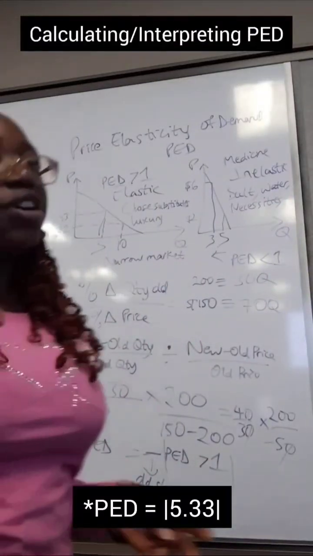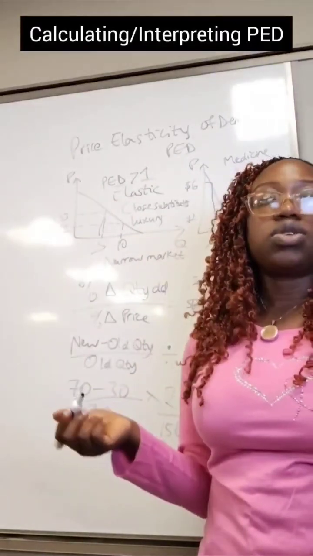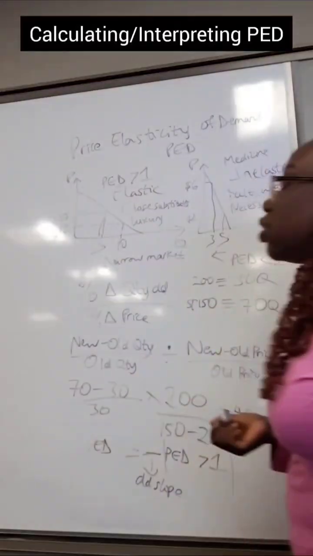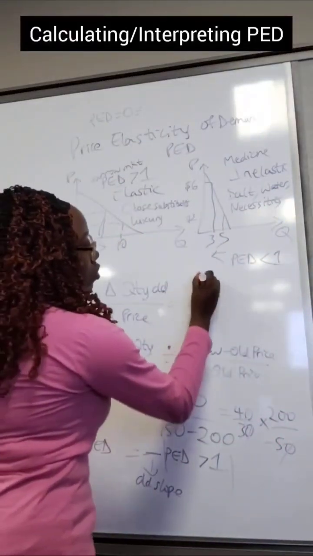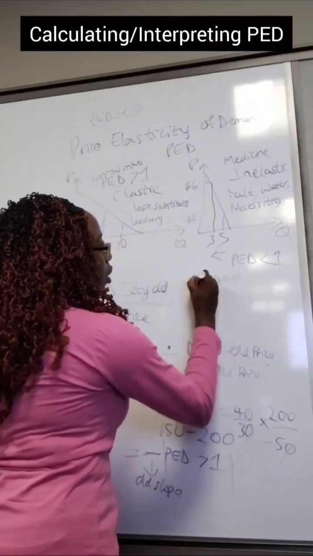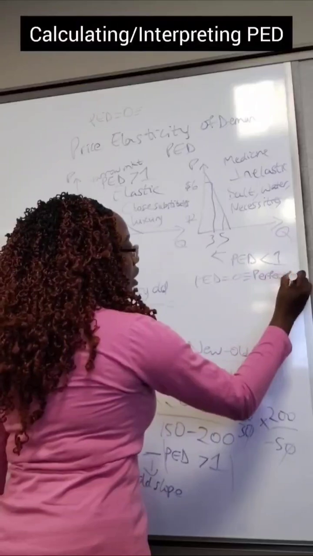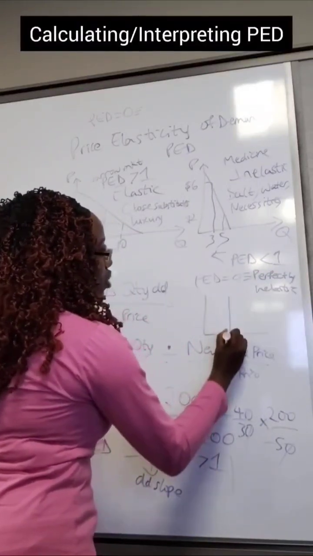So now there are other values you can get for price elasticity. You can get greater than 1, you can get less than 1. So less than 1 would be like 0 point something, for instance, that would be inelastic, right? You can get a PED equal to 0. When your PED is equal to 0, what that means is that it is perfectly inelastic. And perfectly inelastic simply means that your curve is going to look like this. It's going to be like a straight vertical line.